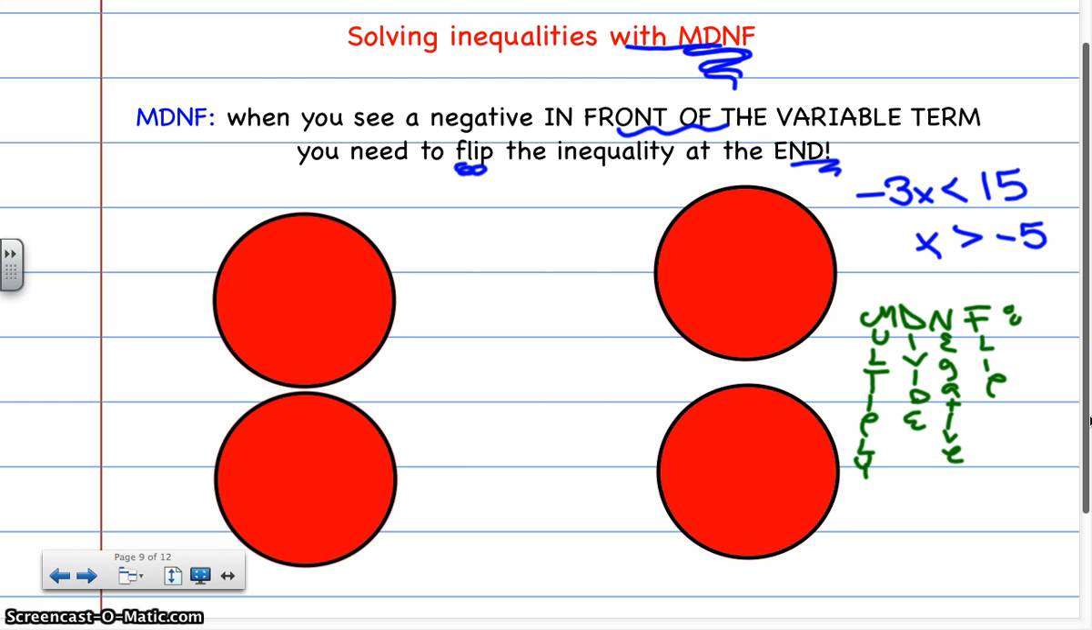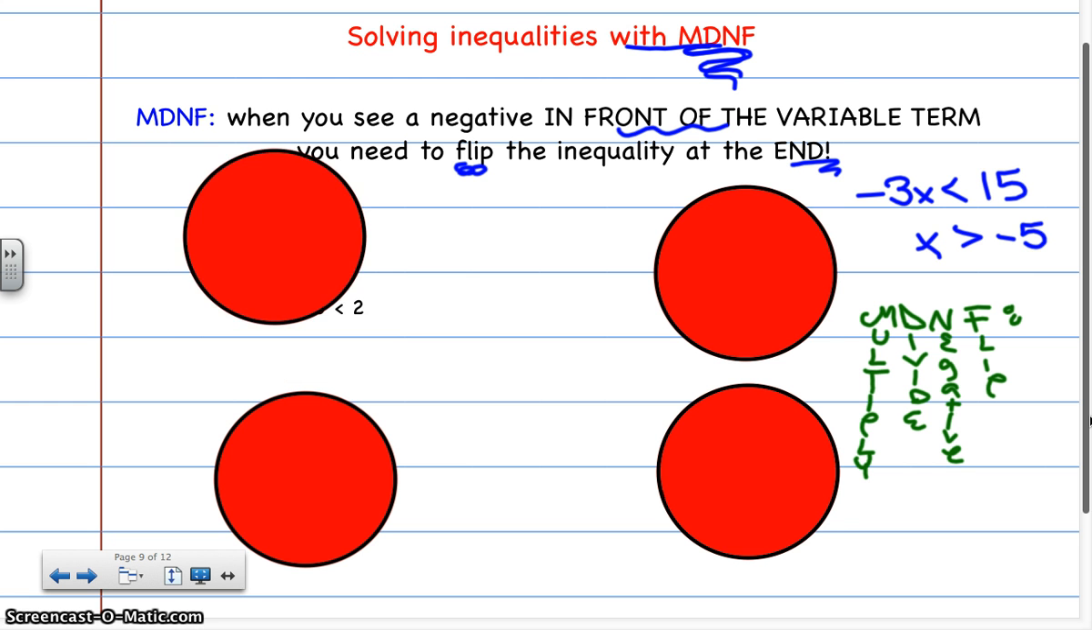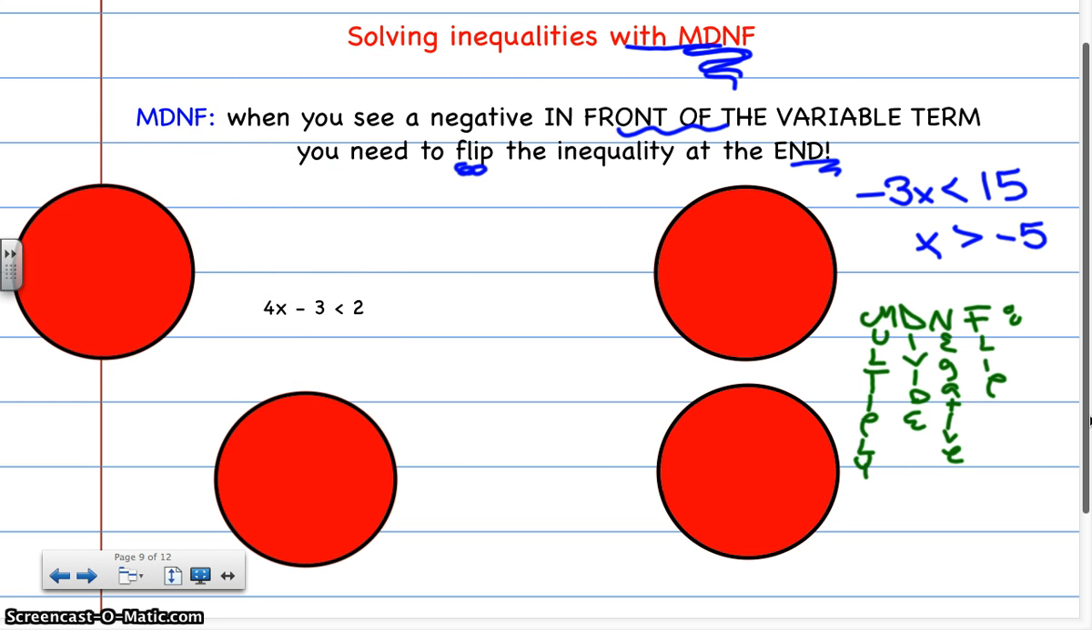I'm going to do an example. 4x minus 3 is less than 2. Is this something I'm going to need to MDNF? No. Why? It's not negative in front. It says that if we see a negative in front of the variable, I need to do it. And it wasn't in front, the negative is in back. So I just solved this as normal.